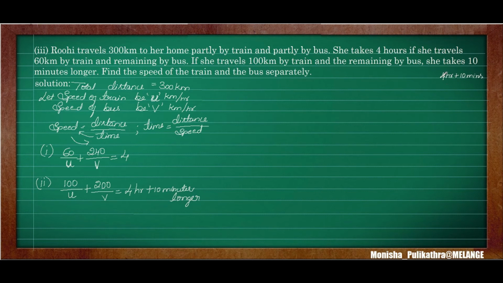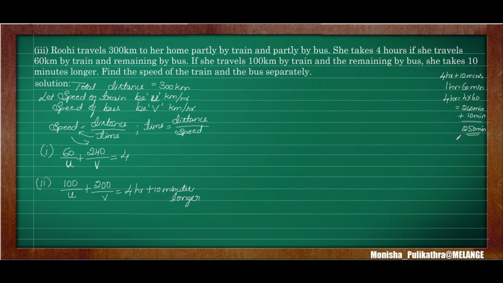So see here, 4 hours plus 10 minutes. 1 hour is equal to 60 minutes, right? So 4 hours is equal to 4 into 60, that is 240 minutes. But here 4 hours plus 10 minutes means 240 minutes plus 10, it will be 250 minutes. But in the first case we have taken it in hours. So this 250 minutes also we have to convert into hours.